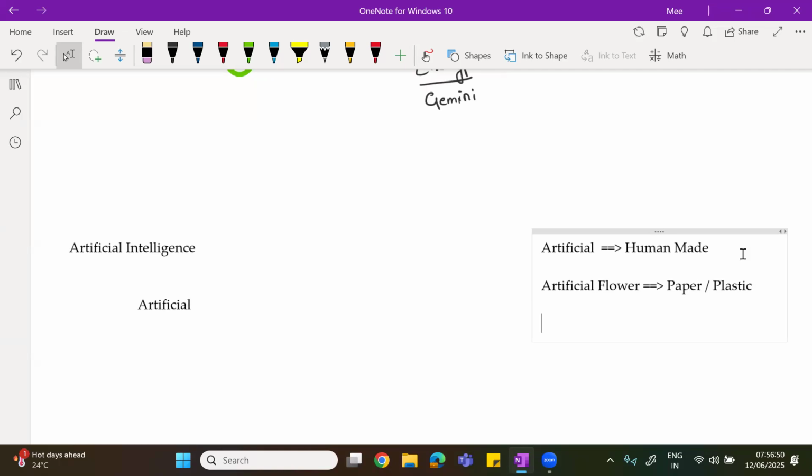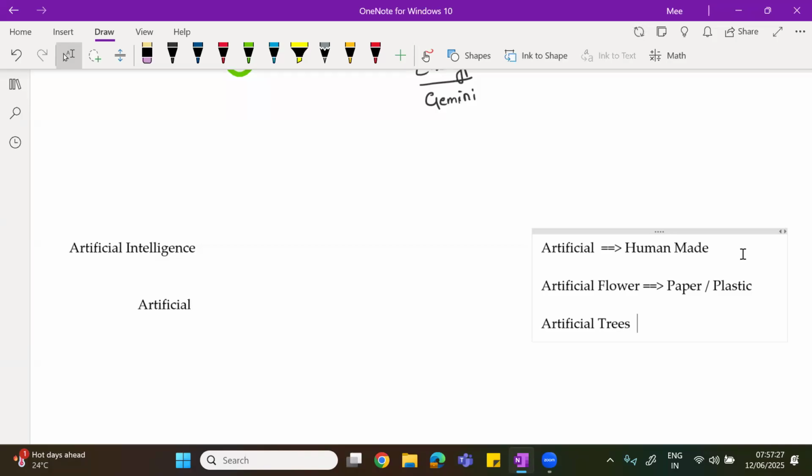Obviously, there are natural flowers. They grow naturally with the help of soil, sunlight, and all those things, and they have their own fragrance, right? That is the natural version. The artificial version we develop as humans. You can see artificial trees, which we usually develop to decorate malls or places having a function or celebration. We put them up overnight.